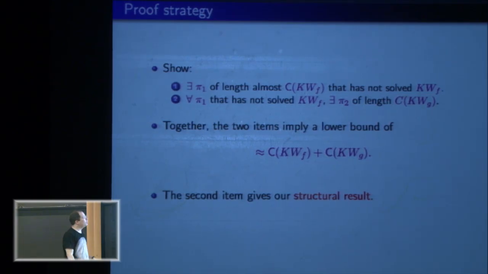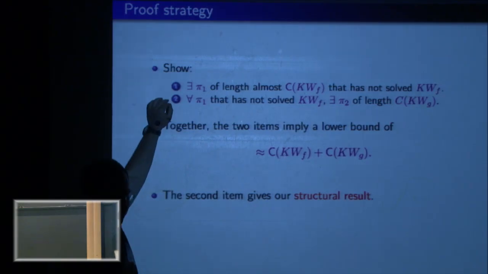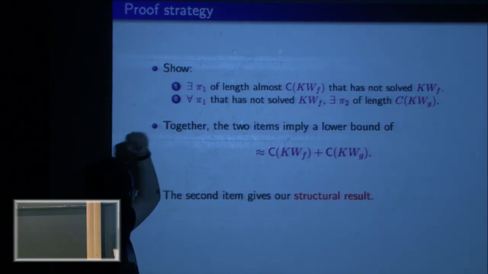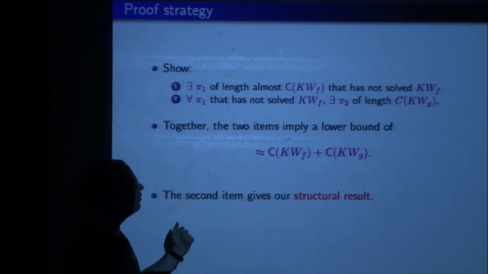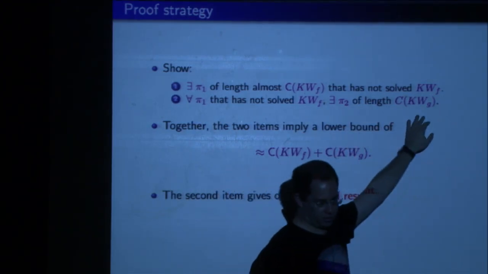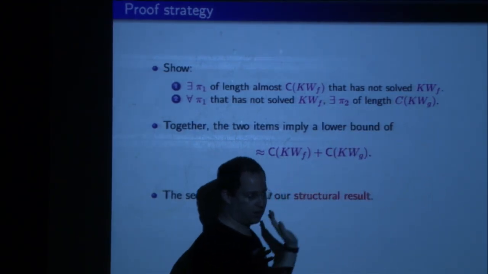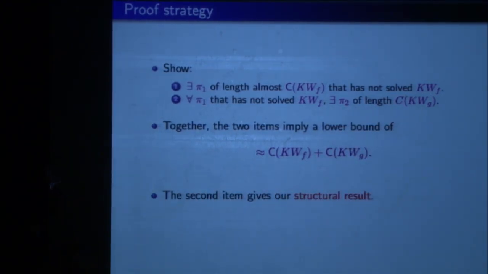And I will tell you, well, look, in every partial transcript of the protocol in which the optimal protocol has not solved f yet, for some definition of having not solved f, it must still communicate CKWF bits. So I can't really point out that in the second stage it does solve G, but I can at least say that in the second stage it must pay as if it was solving G, as long as it didn't solve f in the first stage.